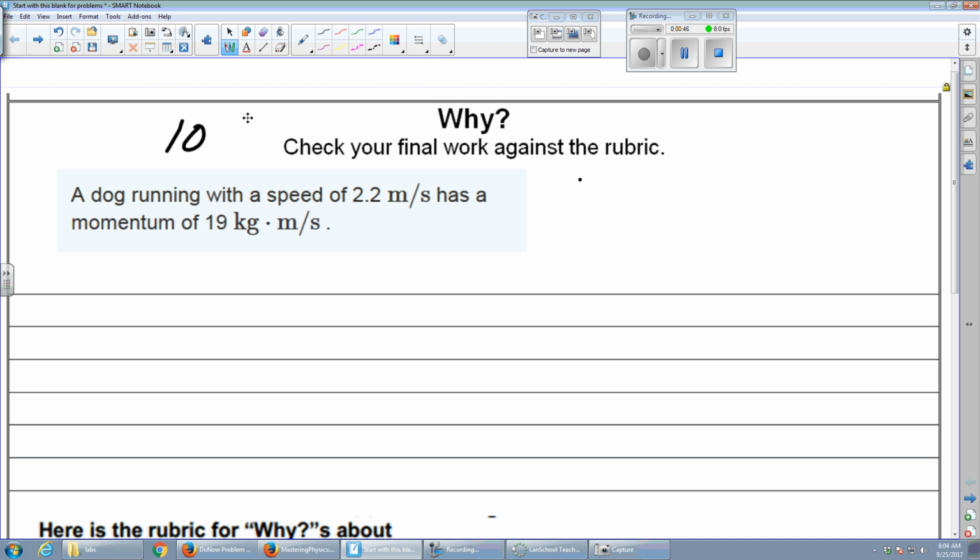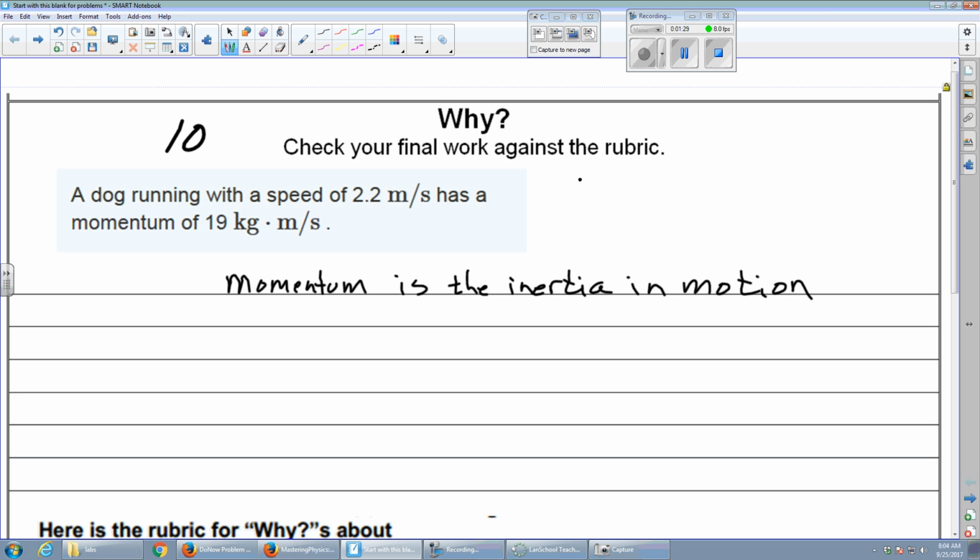So, yard running with the speed of this has a momentum of this. I need to show that I understand what momentum is. So my why might start off with: momentum is the inertia in motion. And that's about it.